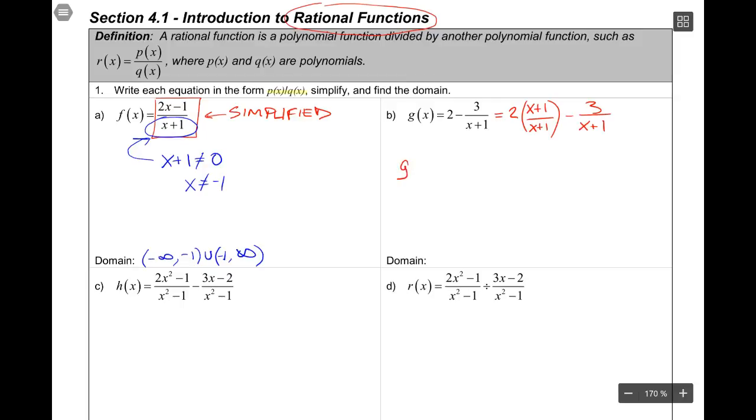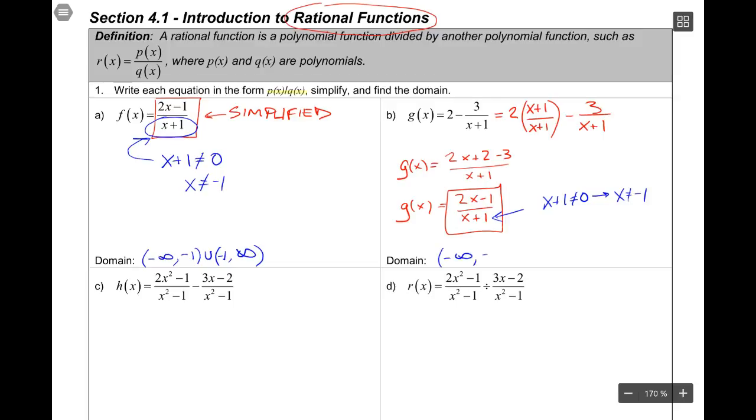All right, so what is that going to equal once we go through that? It's going to be 2x plus 2 minus 3 all over x plus 1. And that equals 2x minus 1 over x plus 1. And that's my simplified function for g. Okay, we still have a domain restriction we have to be concerned with. So let's take a look at that denominator. x plus 1 cannot equal 0. That gives us the same domain restriction we had before. x cannot equal negative 1. So we're going to have the same domain as we did in the previous function.